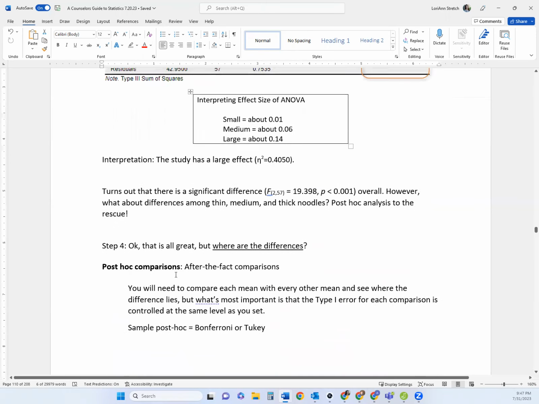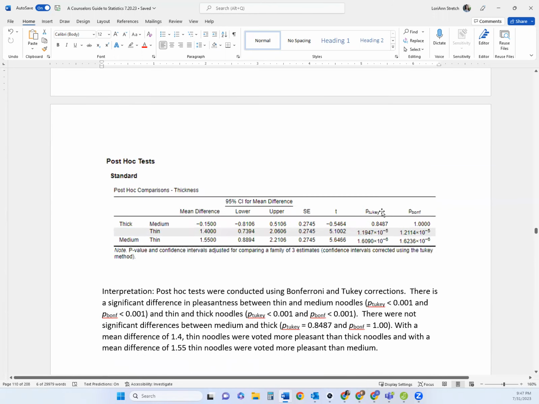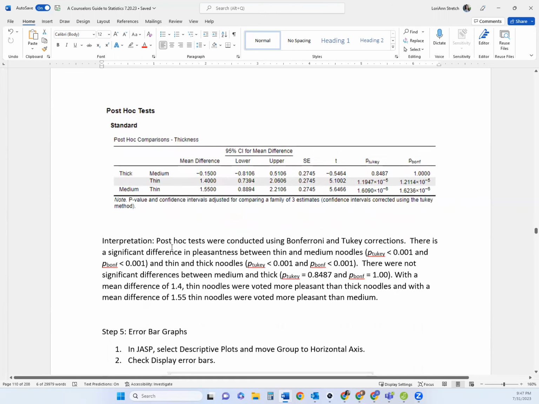I also want to run my post hoc. It's going to tell me where my differences are. So again, I can interpret the Tukey or the Bonferroni. Doesn't matter which one. They're very similar, as you can see. And I'm going to interpret those. So the post hoc were conducted using Bonferroni and Tukey corrections. There's a significant difference in pleasantness between the thin and medium, right here, thin and medium. And I give the results for that.